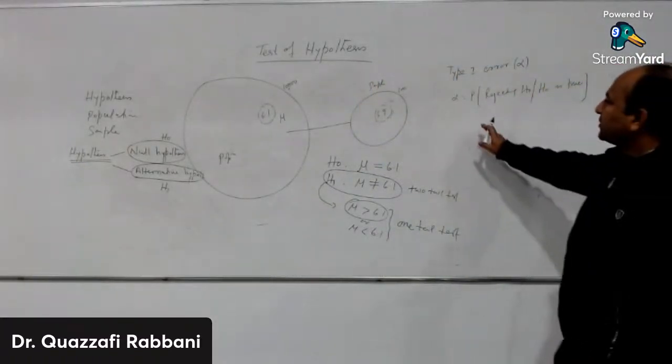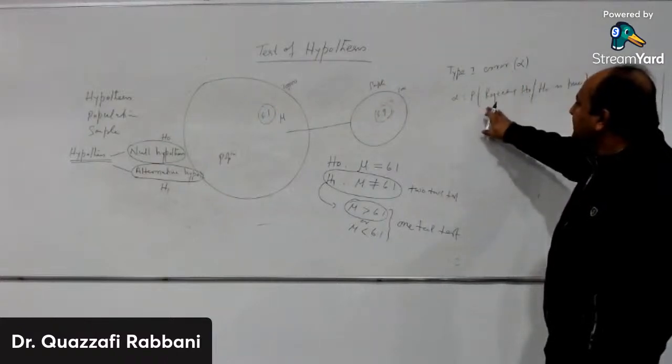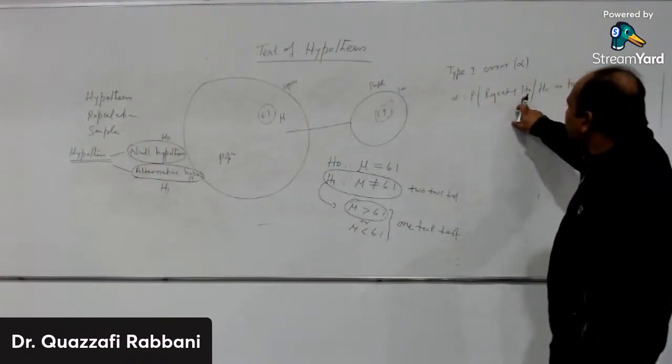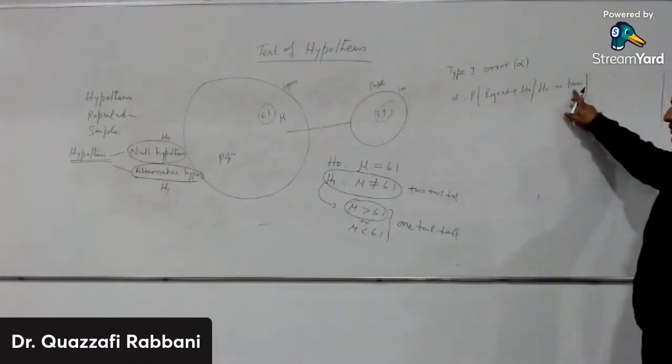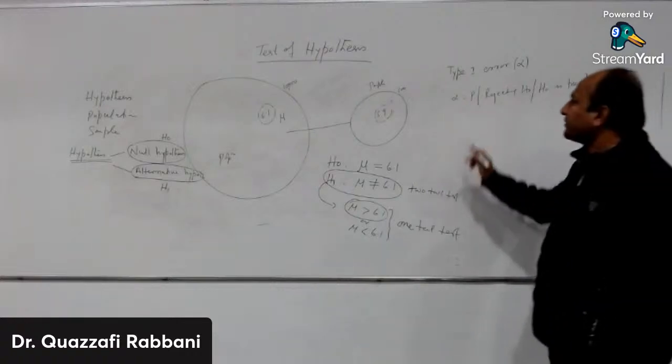So this error is known as type 1 error, in which we reject the null hypothesis given that the null hypothesis is true, and this is denoted by alpha.